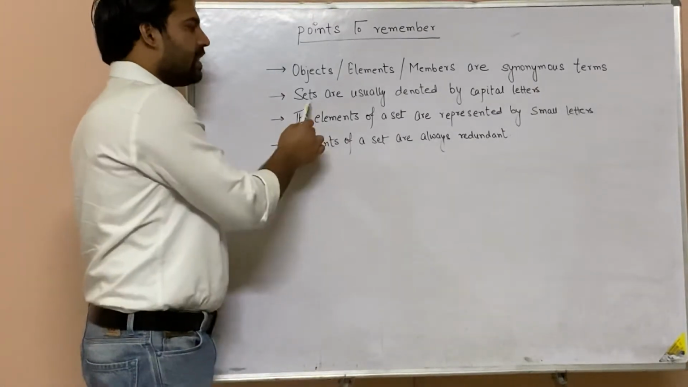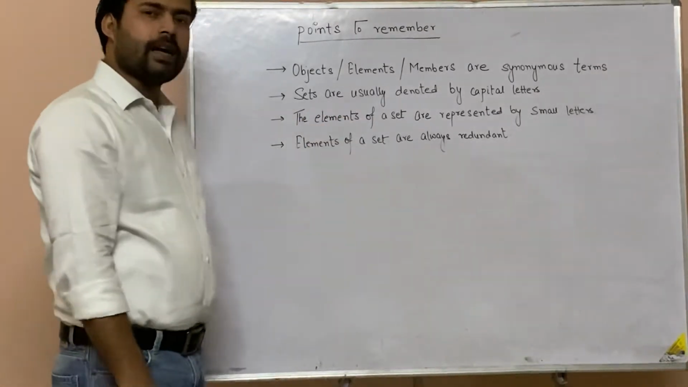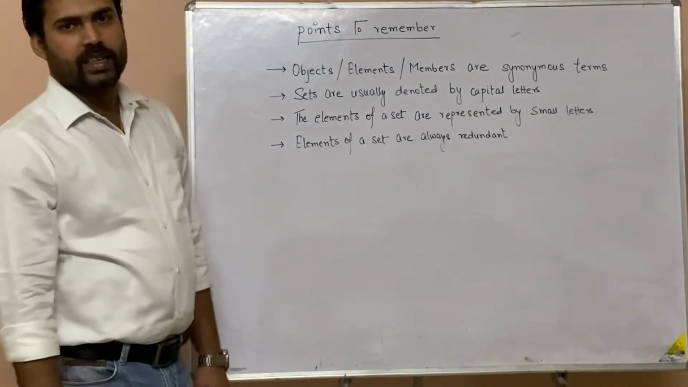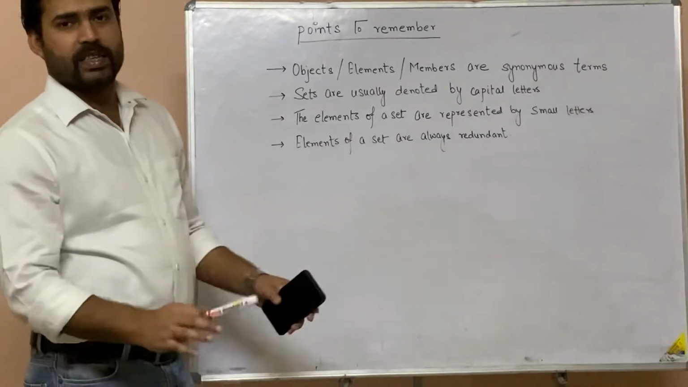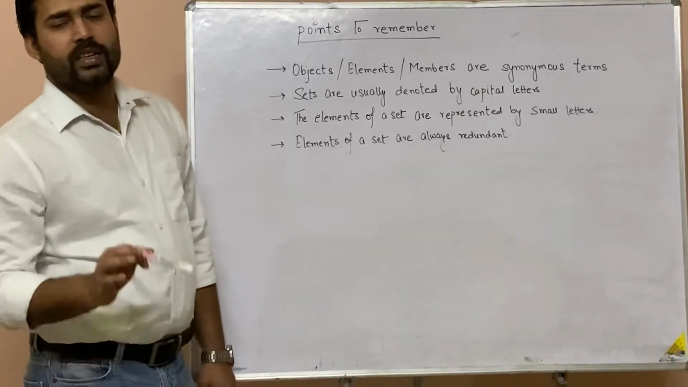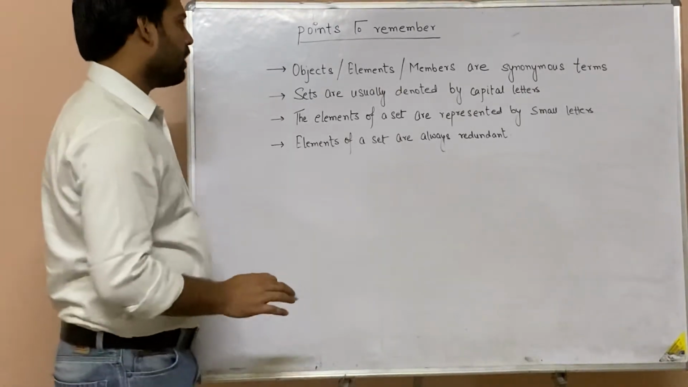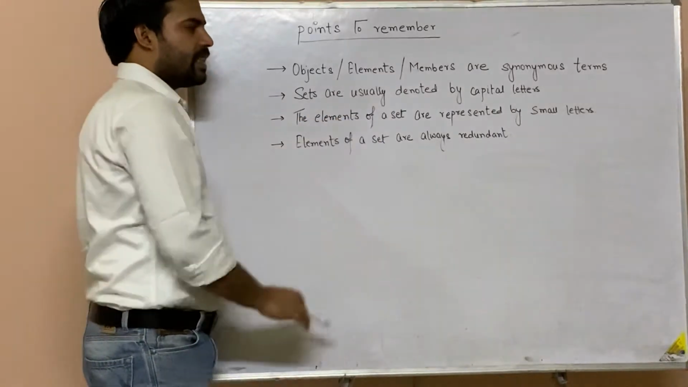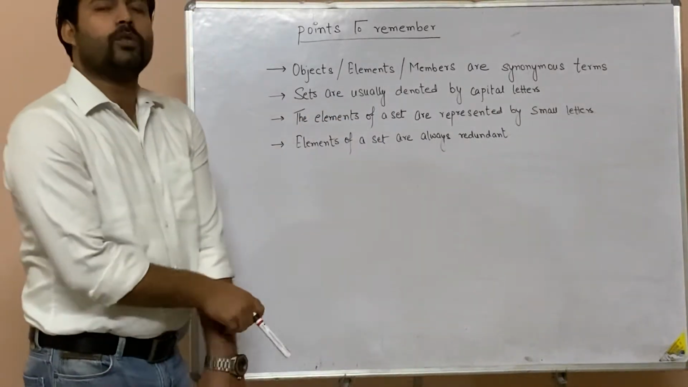Second, sets are always denoted by capital letters. So you will always represent sets by a capital letter. The name of the set, the representation of the set, will be in the form of a capital letter. Third, the elements of a set are represented by small letters.